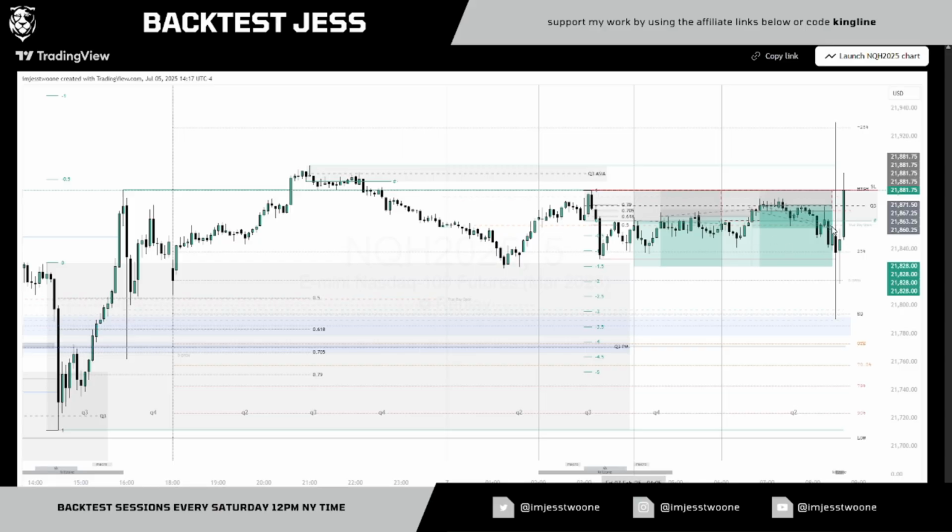So see, this is an example of where we trailed our stop because a new 4-hour candle formed. So right here, once this 4-hour candle formed, we trailed our stops, and this is the only scenario where we would be BE.